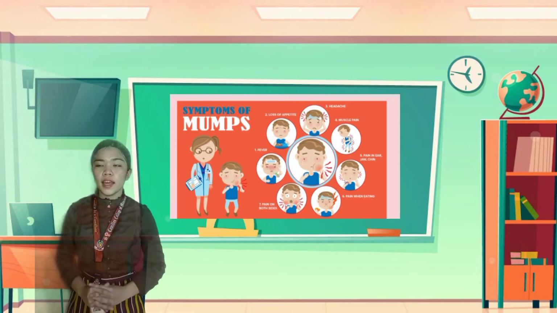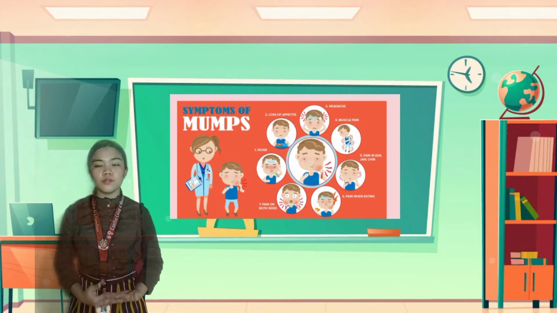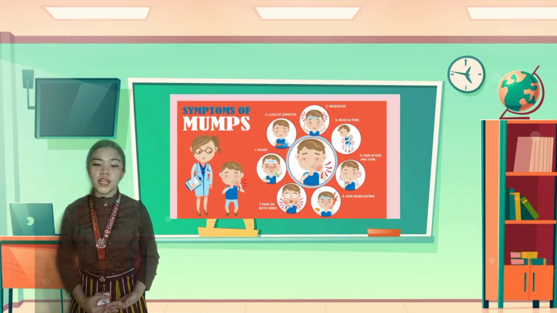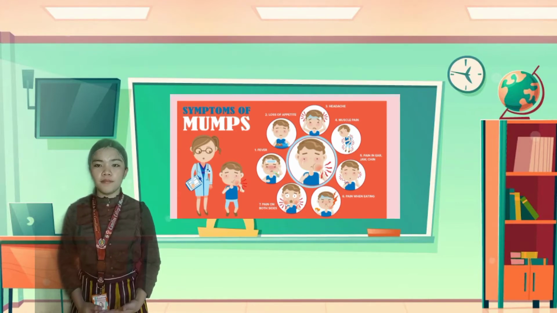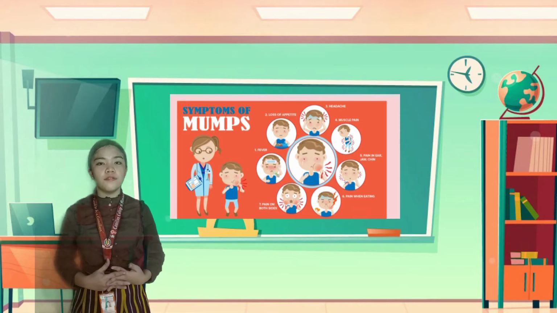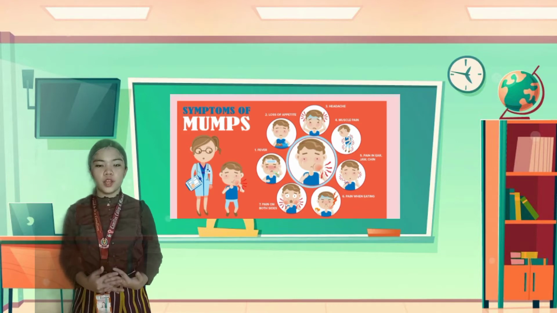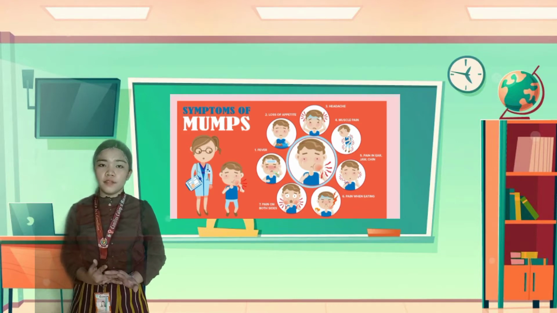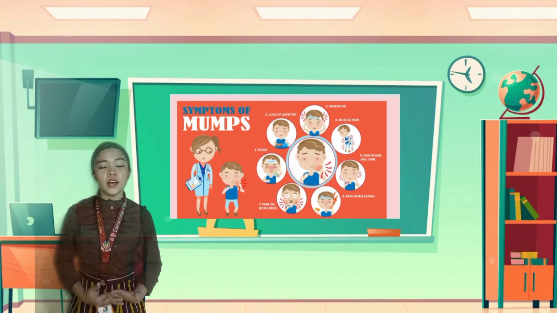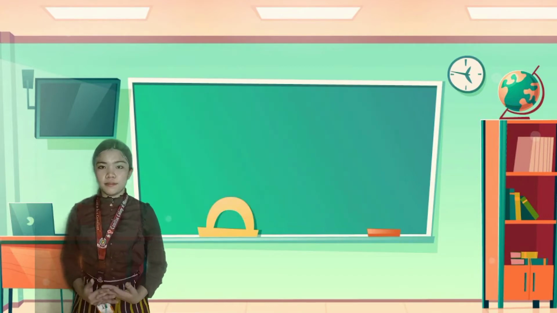Usually, it takes 2 to 3 weeks to get symptoms after you have been exposed to the virus, and this is called the incubation period. But some people who are infected with the mumps virus don't have any symptoms.